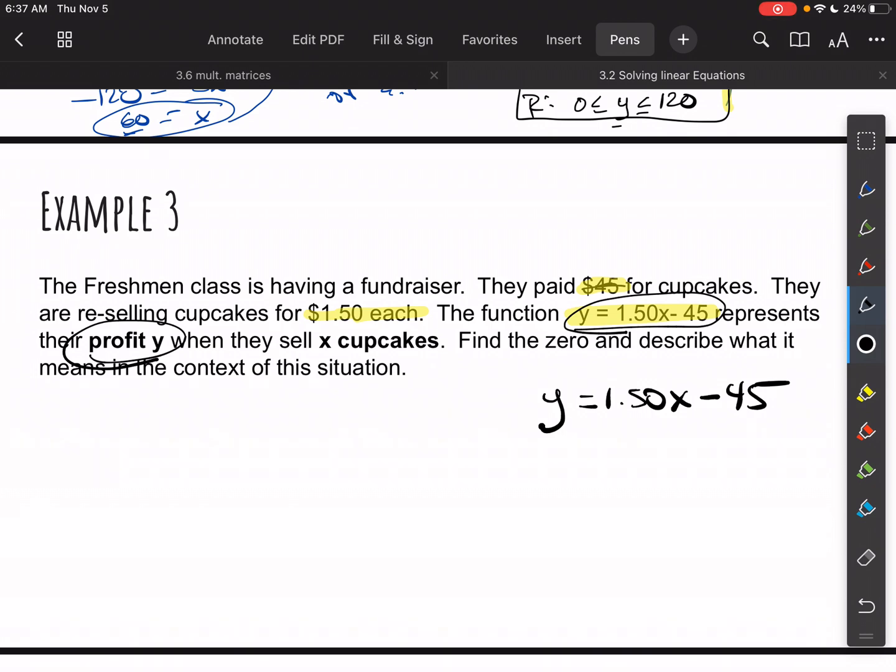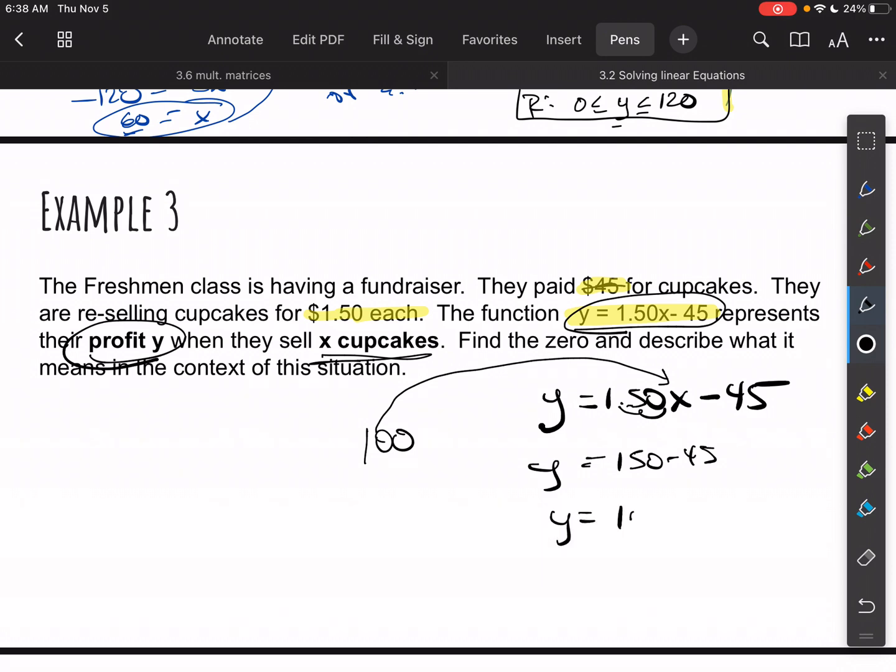So let's just say that I sell 100 cupcakes. I want to know how much money I actually make if I do that. Well, I have to plug in 100 for x, right? x is the cupcakes, to see what the profit is. If I did that, I would get 150 minus 45. I just moved the decimal twice because I'm multiplying by 100 there, and then y would be equal to $105. So if we sell 100 cupcakes, then I would make $105 profit.